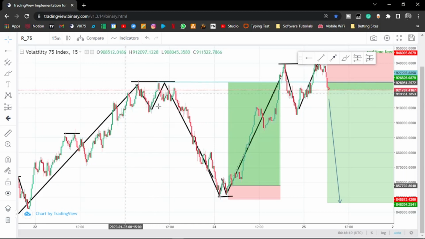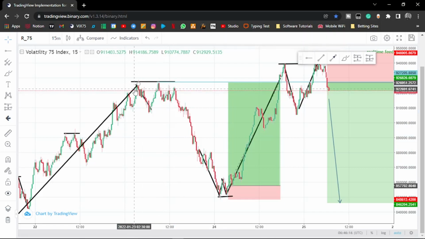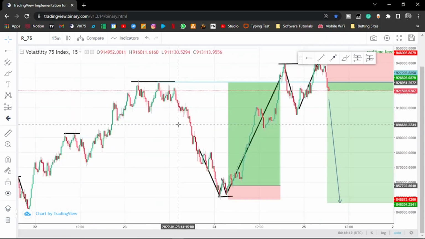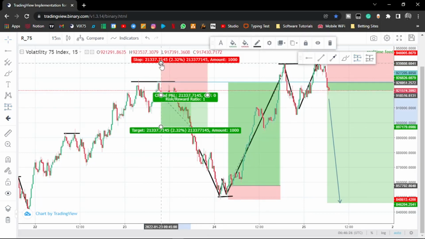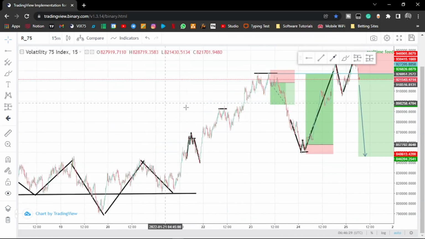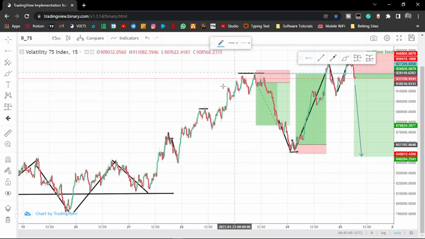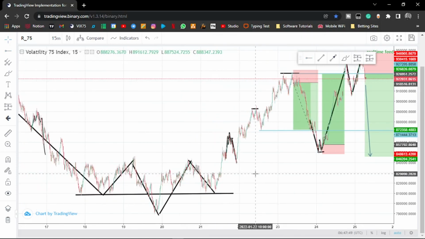And for this double top, I'm just gonna remove these drawings. For this double top, I was gonna enter right here on the second red candle, my stop loss above the double top area, and my take profit was gonna be where the previous trend started, which is right here. And that was gonna be a successful trade also.